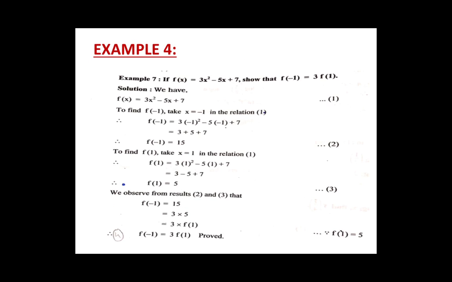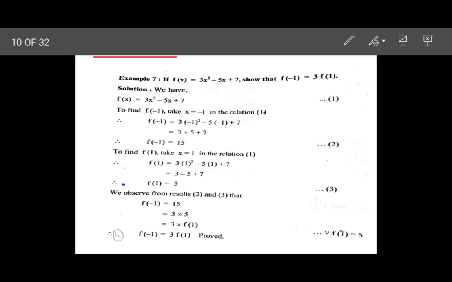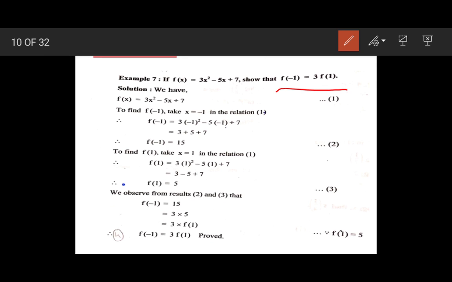Here f(x) is given as 3x² − 5x + 7. The question is, show that f(−1) is equal to 3f(1). Now f(x) is given as 3x² − 5x + 7. So first we have to find f(−1). To find f(−1), we have to replace x by −1.